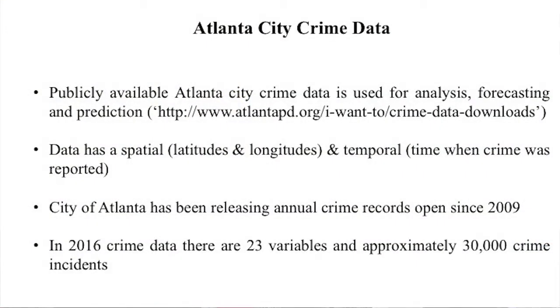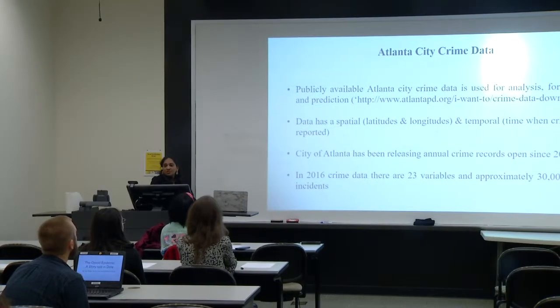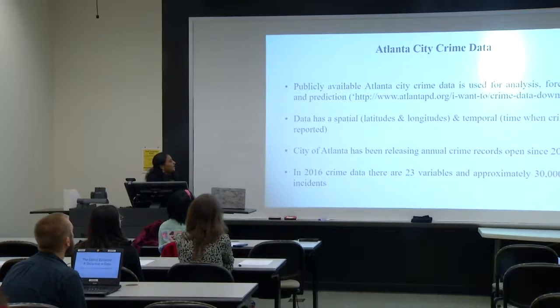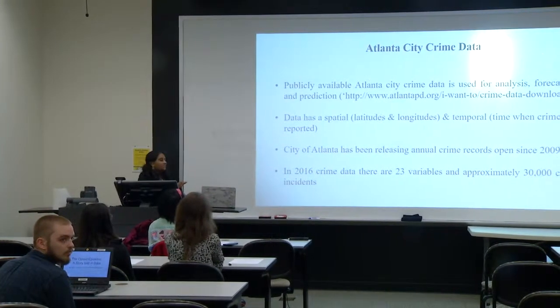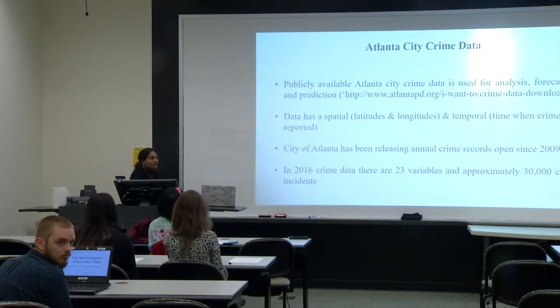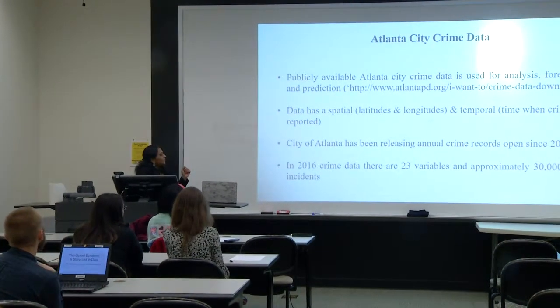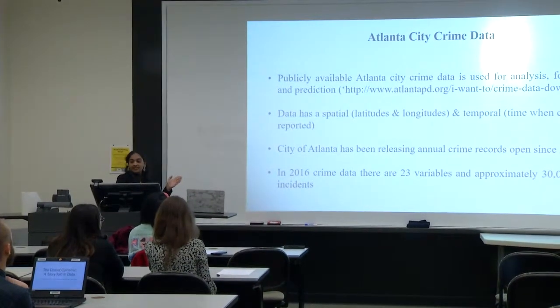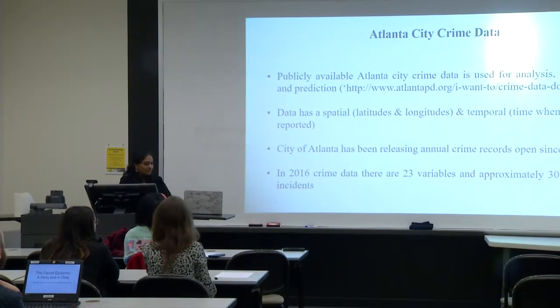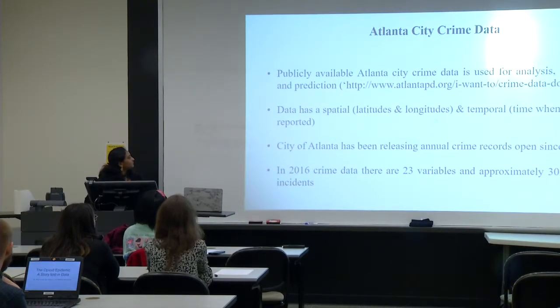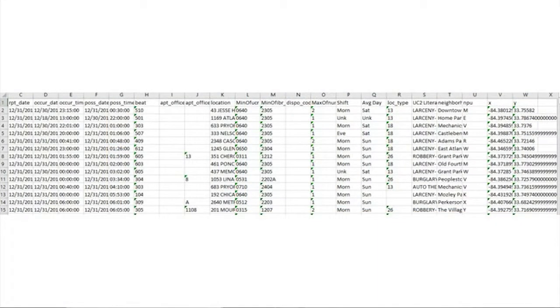I have taken the Atlanta city crime data from their open data portal. They have crime records from 2009. To keep it simple, I have just taken the 2016 crime data and started doing some exploratory data analysis. The 2016 crime data has around 23 variables and around 30,000 incidents that happened in Atlanta in 2016. And this is a snapshot of the data.